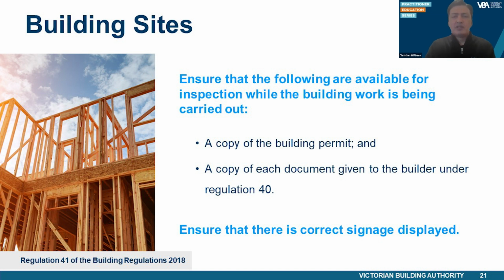Sub-Regulation 2 of Regulation 41 requires the builder to display registration numbers and contact details of the builder and relevant building surveyor, the building permit number and the date of issue of the permit. They need to be put on the allotment in a conspicuous position accessible to the public. This must be before the commencement of any building work on the allotment.